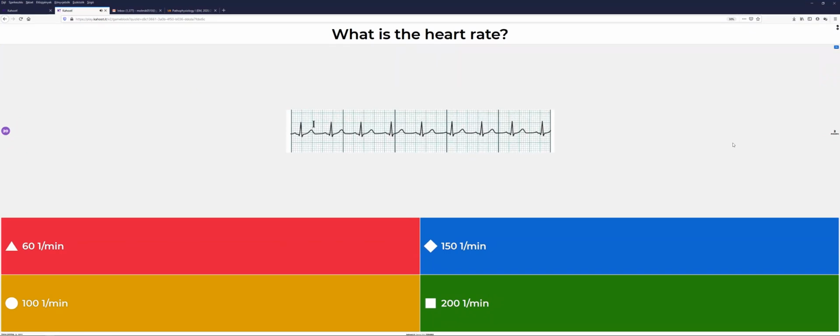That's the maximum that I can enlarge it. Hopefully you can see it.